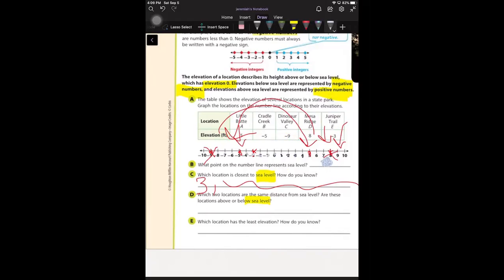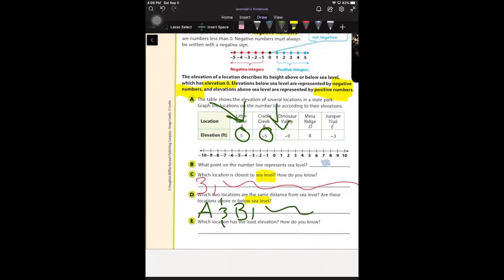So which two locations have the same distance from sea level? Well, if it's 5 and -5, then we already know. So let's just go here. 5 and -5. So it has to be A and B, right? It's A and B. Are these locations above or below sea level? Well, below sea level is actually -5, and above sea level is actually 5. So answer that part.